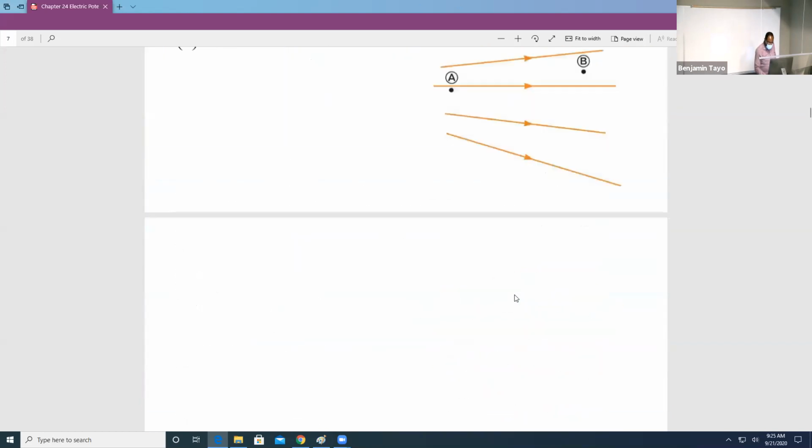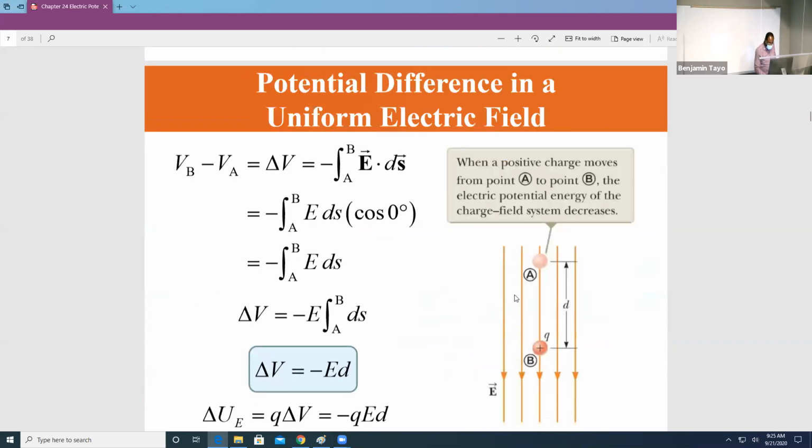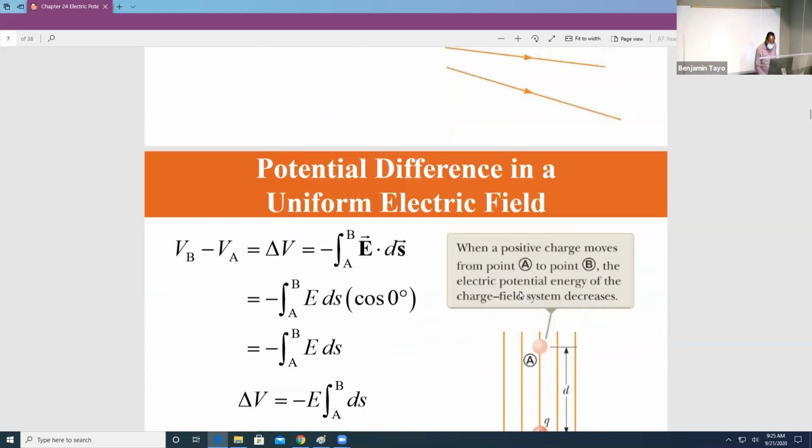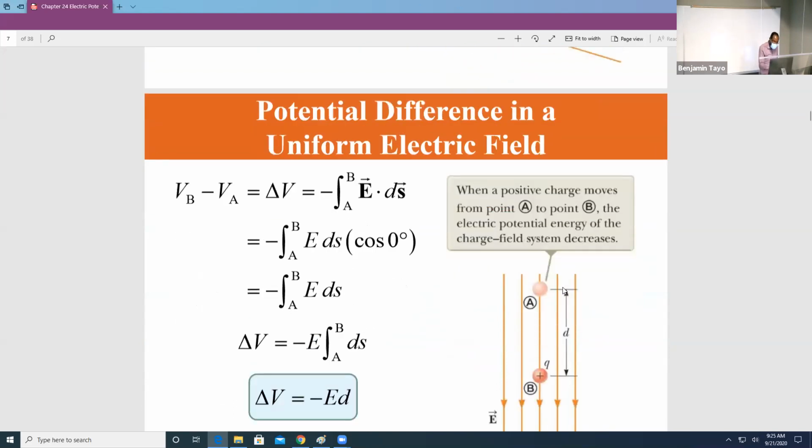All right, so I'll leave these quizzes for you guys to take a look at. Now, let's start to look at some examples. The first example is when you have a uniform electric field, and I want to calculate the potential difference, which, if I use this equation here, this is my key equation, it's just this integral.